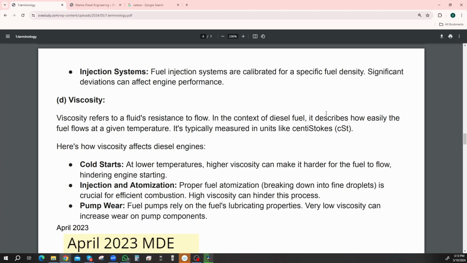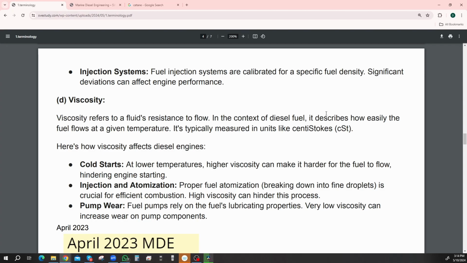Here's how viscosity affects diesel engines. Cold starts. At lower temperatures, high viscosity can make it harder for the fuel to flow, hindering the engine starting. Yeah, so difficult to start in cold climates. Injection and atomization. Proper fuel atomization, breaking the fuel into fine droplets, is crucial for efficient combustion. High viscosity can make that harder to do. Yeah, try spraying honey through like a mister. It's going to be pretty hard. The lighter the fuel, the better.